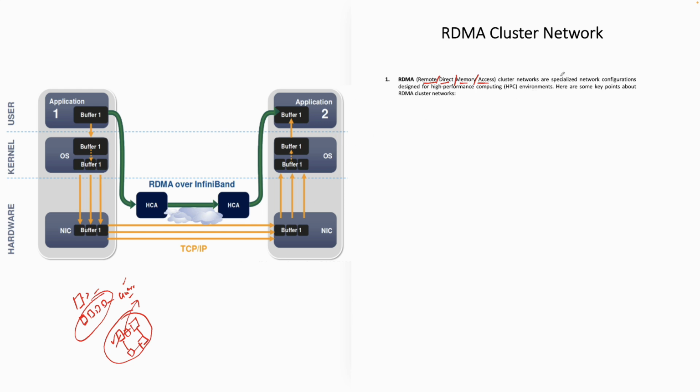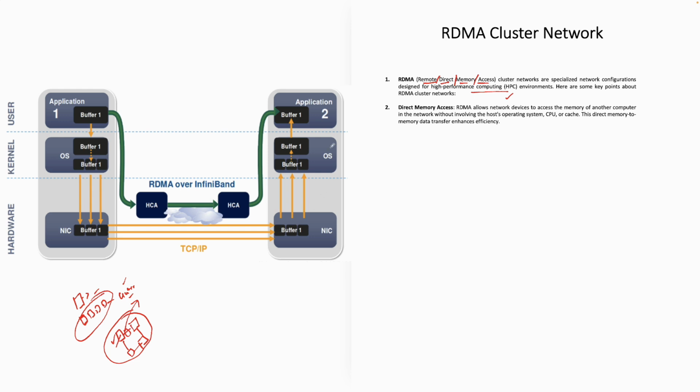So RDMA cluster networks are specialized network configurations designed for high performance compute. As I explained, if you have high performance compute, you have interconnected computers. If your network is not fast enough, then it defeats the purpose. So RDMA gives you the network configuration which is designed for high performance compute, and some of the key points you need to be aware of are as follows. First of all, it is direct memory access.